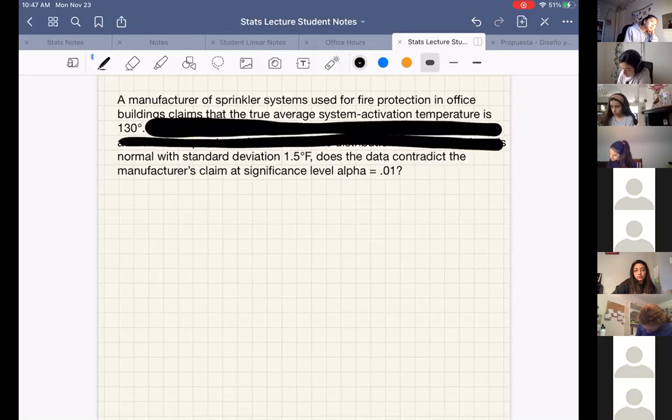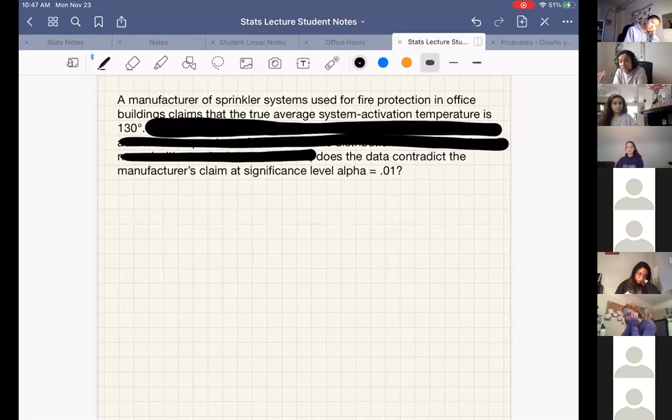So imagine that I were to ignore the data. I'm just censoring what we know for the sample. The question is: a manufacturer of sprinkler systems used for fire protection in office buildings claims that the true average system activation temperature is 130 degrees. Does the data contradict the manufacturer's claim at a significance level alpha equal to 0.01? You can see that the question is already formulated. You already have the alpha. You can already do, I think, up to step number 5 in the hypothesis test, and only at step number 6 should we start caring about the data.